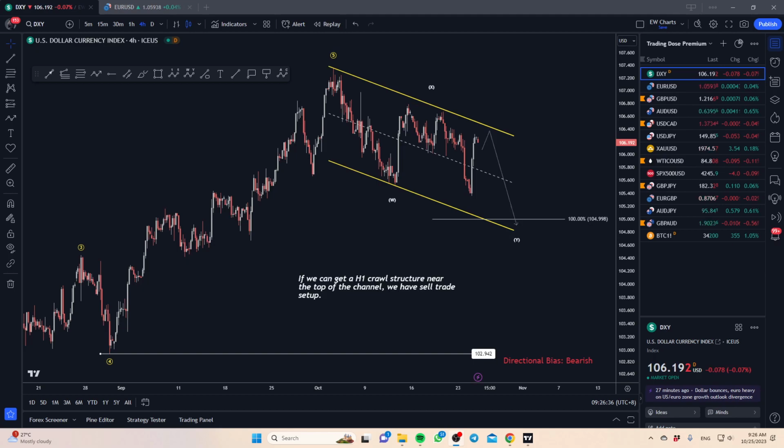So as usual, we'll be jumping straight into the charts and highlight some of the insights as well as trading opportunities moving forward from here on. Now we'll kick things started with the dollar index.